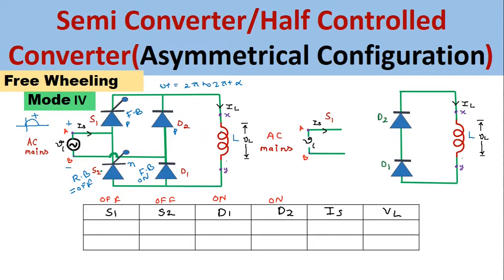As we have studied in mode number 3, this inductor has the capacity to store energy, therefore it stores the energy in the form of self-induced EMF. The polarity of the self-induced EMF will be such that this Y point will be positive and this X point will be negative. This negative will come here, and due to this diode D2 will remain in the conducting mode. This diode D2 will not go to the off condition. This diode will continue to conduct as before in mode number 3.